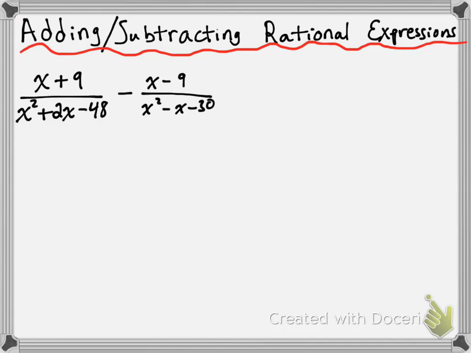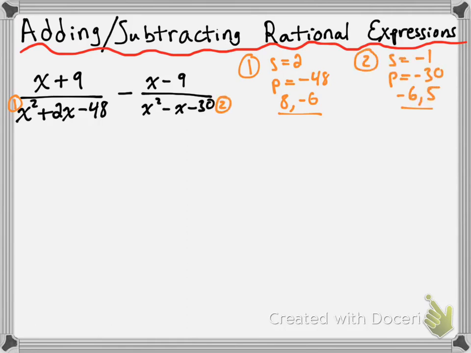But since this is a rational expressions problem, the first step we're going to want to do is to factor. So I'm going to factor the first one over here. We have a sum of 2, a product of negative 48, and that means the two numbers we're looking for are 8 and negative 6. The second one I'm going to do over here: sum is negative 1, product is negative 30, which means the numbers are negative 6 and positive 5.